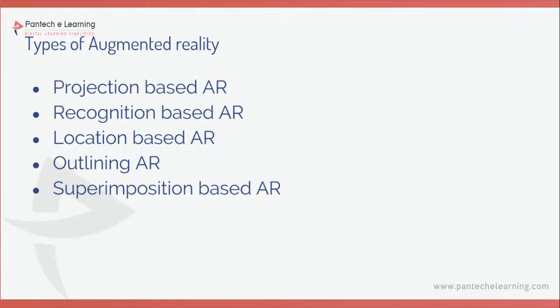Okay, so for that, what are the different types of augmented reality available? Projection based AR, recognition based AR, location based AR, outlining AR, superimposition based AR. So projection and recognition are almost the same. Whatever 3D projection we obtain through the augmented reality view is known as projection AR. Recognition means if any particular portion is recognized.